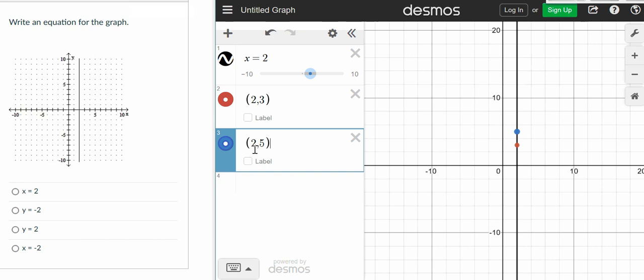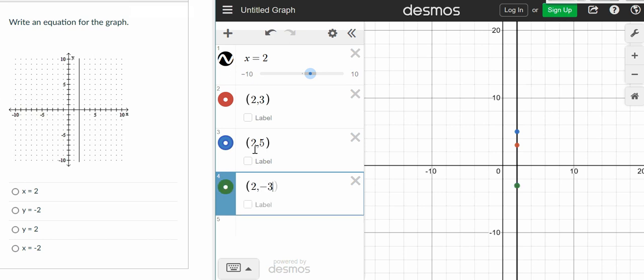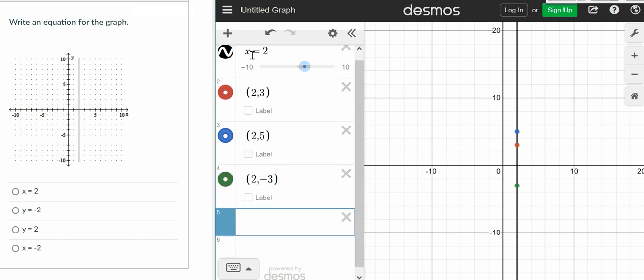Okay, you will try the third one. How about 2, negative 3? You see, that's right here. Okay, so for the vertical line, x is a constant. That's the reason. In this case, x is 2.